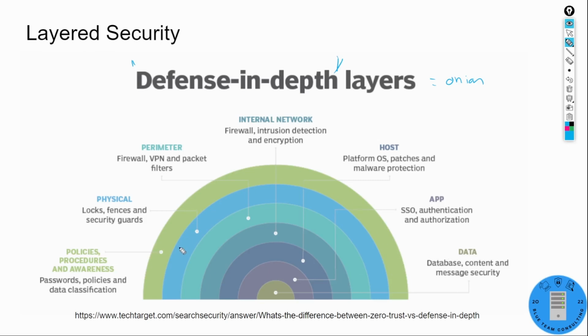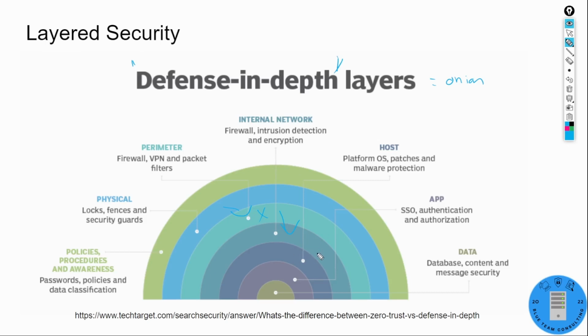Starting at the outermost layer of the onion, this is where we have our highest layer policies like user training, awareness about cybersecurity, having strong passwords, how to classify data, etc. If we went another layer down and peeled back the onion, we would get into physical security, which is our locks, fences, and security guards. If we peel that layer back, we go into our perimeter, so our firewalls and VPN and packet filters.